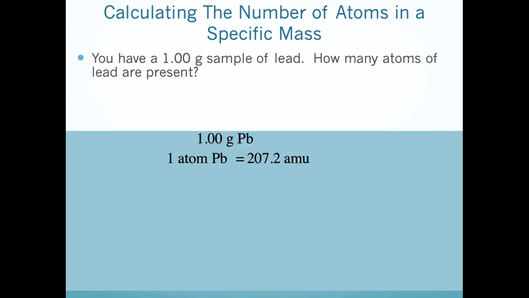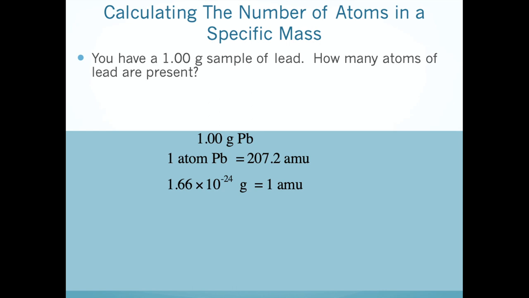So if you look at your periodic table, you'll see that the average atomic mass of lead is 207.2, which means one atom of lead, on average, weighs 207.2 atomic mass units. And of course, as I pointed out a couple of slides ago, one atomic mass unit is 1.66 times 10 to the negative 24 grams. Again, bear with me, I'll show you an easier way to get through this in a little bit.